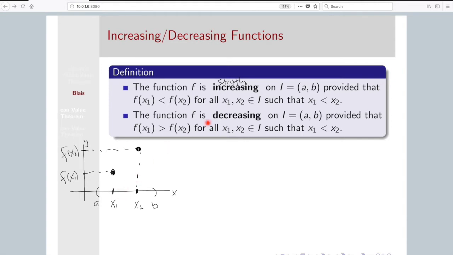What this definition says is that for any pair x1 and x2, so slide these back and forth, if you evaluate f at the left one, you'll always get something smaller than if you evaluate f at the right one. That's what it means for a function to be increasing. The result of that is your function is going up on the interval AB.